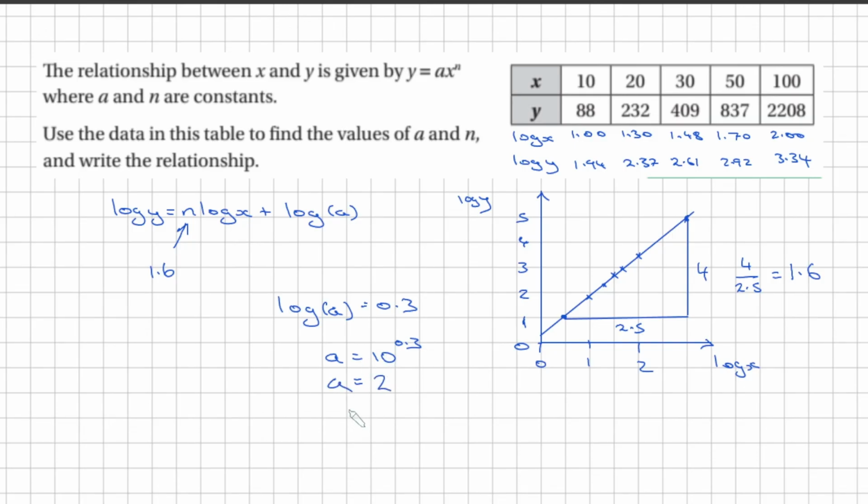So I've got that, and I found everything the question was asking. So the original equation should have been y equals 2x to the power of 1.6, having found all the missing variables.